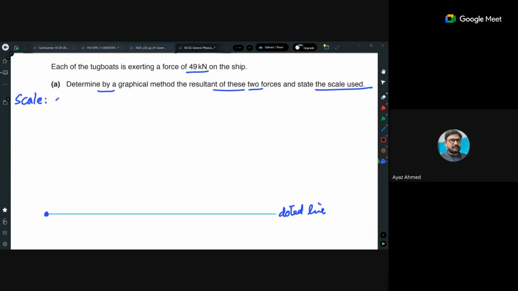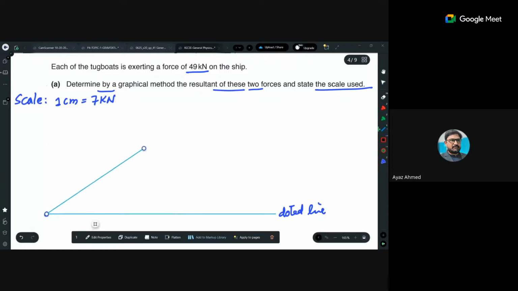So if I say that 1 centimeter is almost 7 kilonewton, it is an appropriate scale. I have the ruler. Look, 7 centimeters, if the page is printed in front of you, it would be 1, 2, 3, 4, 5, 6, not more than that one. I can say with guarantee that it would not be more than that. 7 centimeters, right?